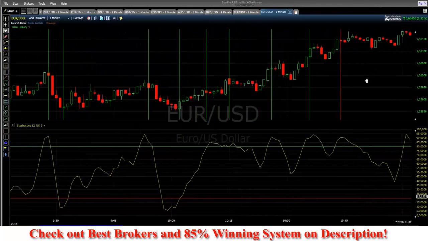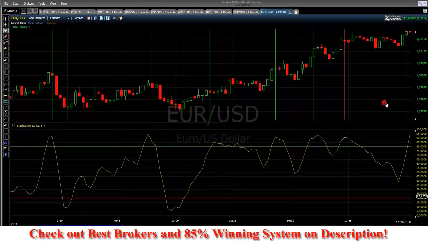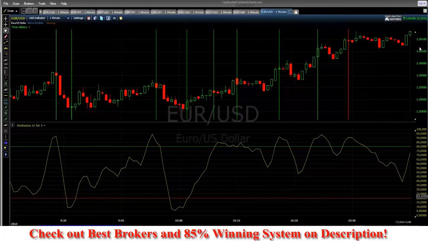So I would want to wait. Maybe now here you can see the stochastic line dropped. It didn't drop below the red level, it didn't drop below the level 20, but it dropped below the level 50, let's say. And if it drops below the level 50 and then goes back, then it might again be a good situation to trade. So basically, that's where I would make a trade.